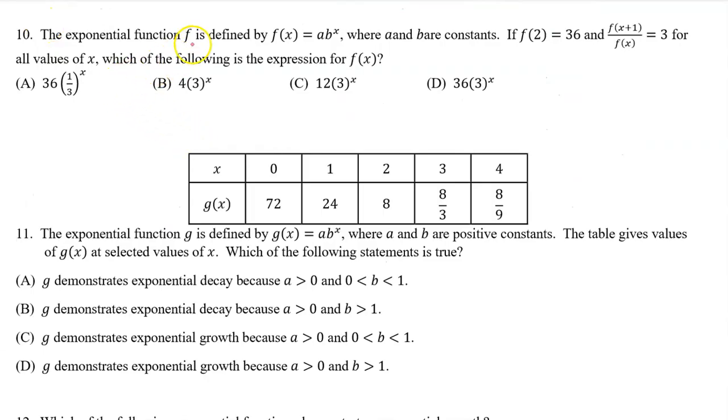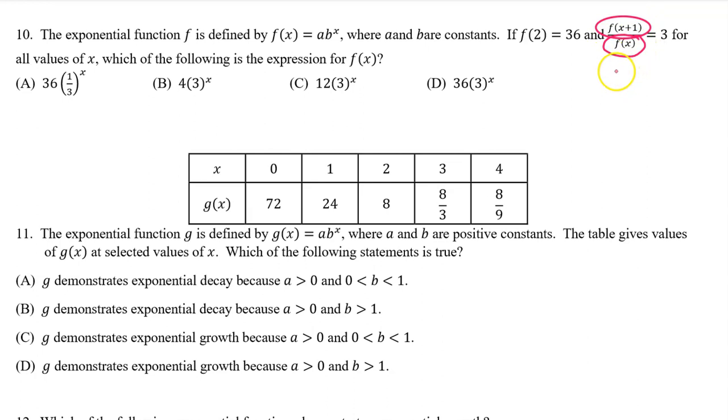Number 10, the exponential function is defined by f of x equals a times b to the x power, where a and b are constants. If f at 2 is equal to 36, and f at x plus 1 over f at x is 3, for all values of x, which of the following is the expression for f of x? So, f at x plus 1 divided by f of x.